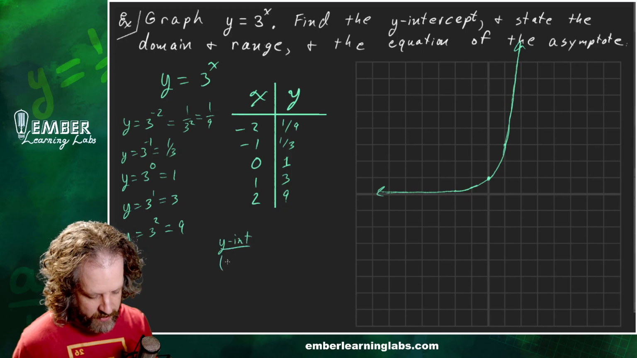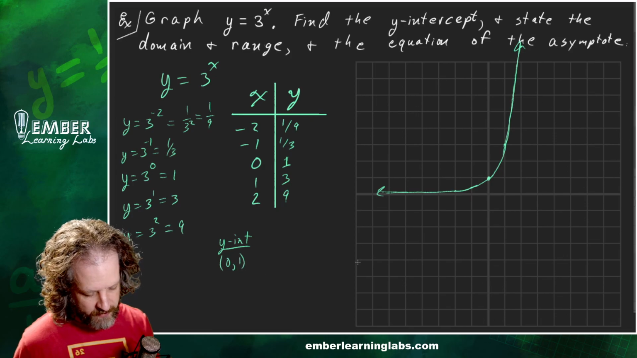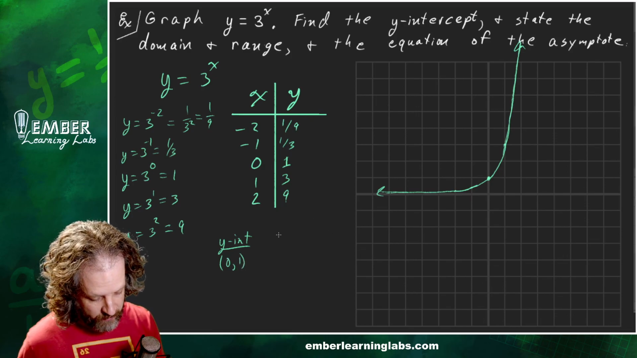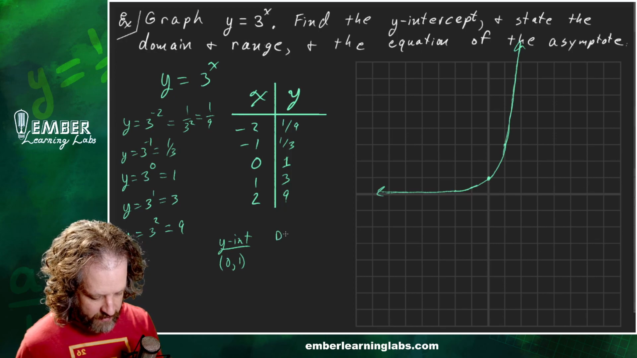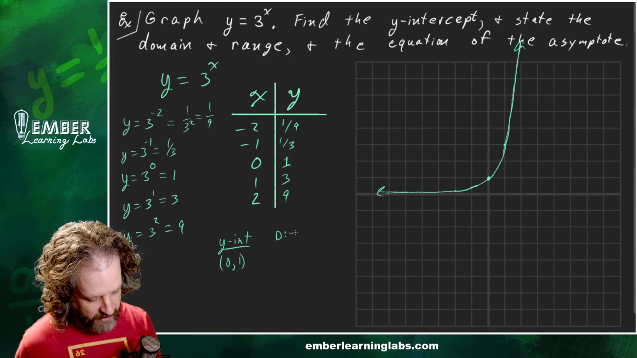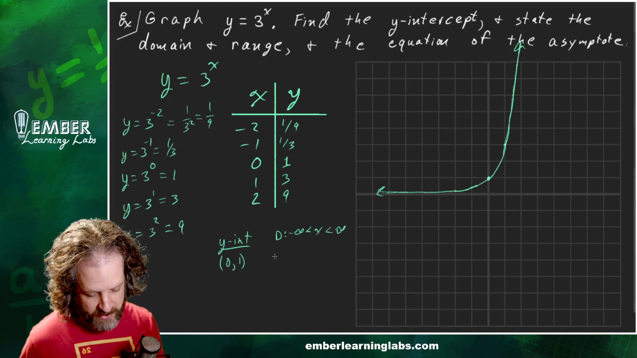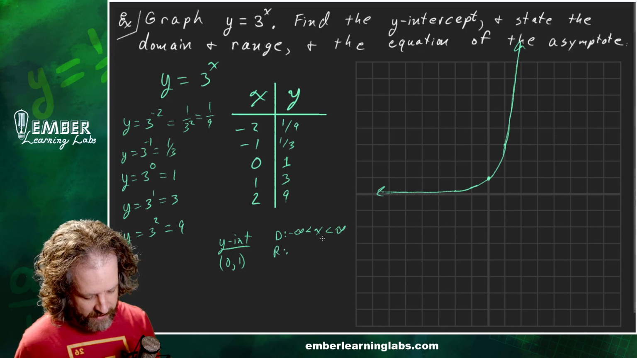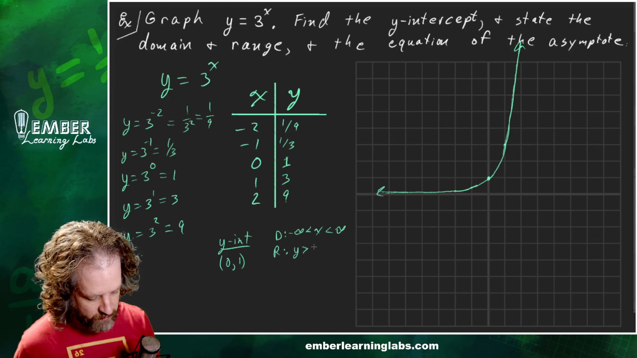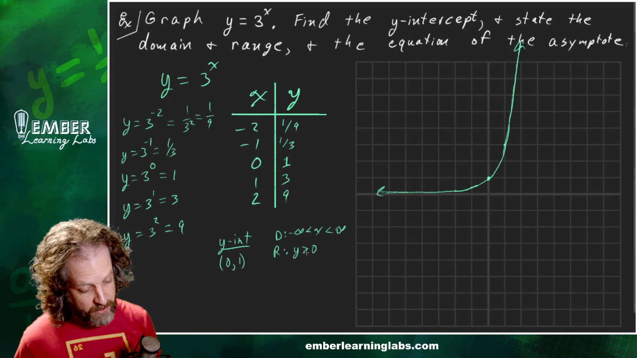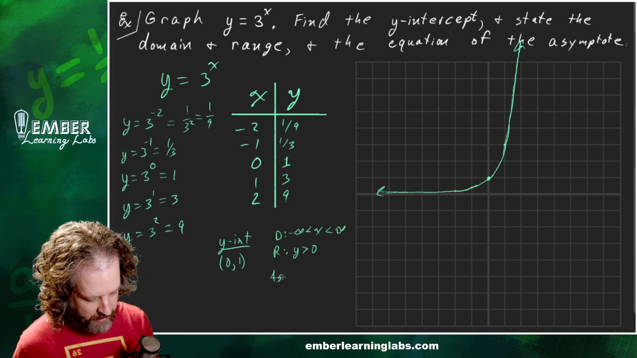The y-intercept is the point (0, 1). The domain is negative infinity to positive infinity, because that's what x can be. The range is y is greater than 0.